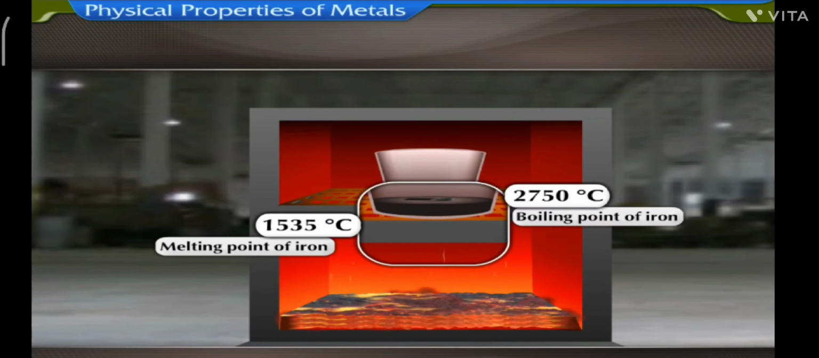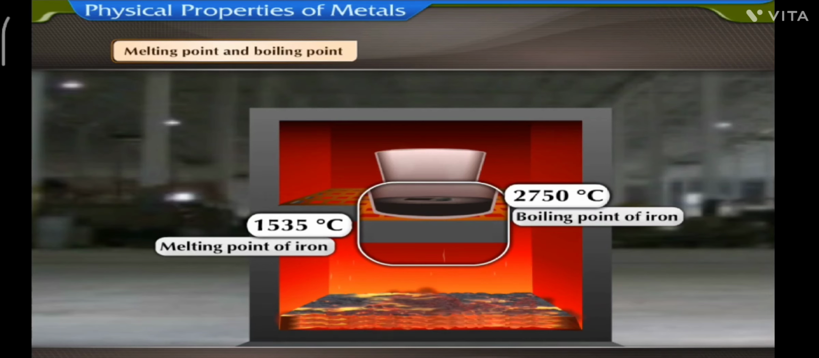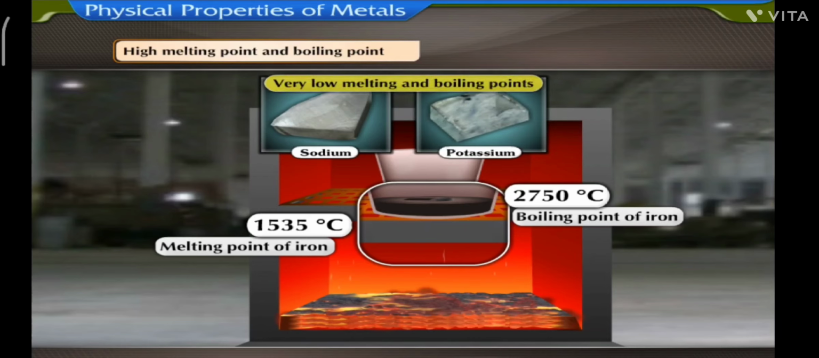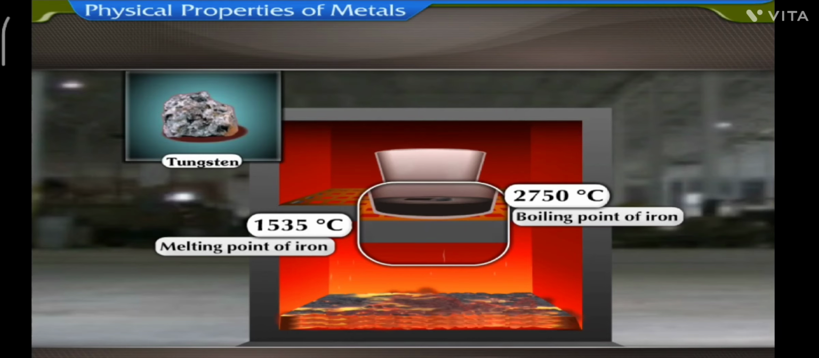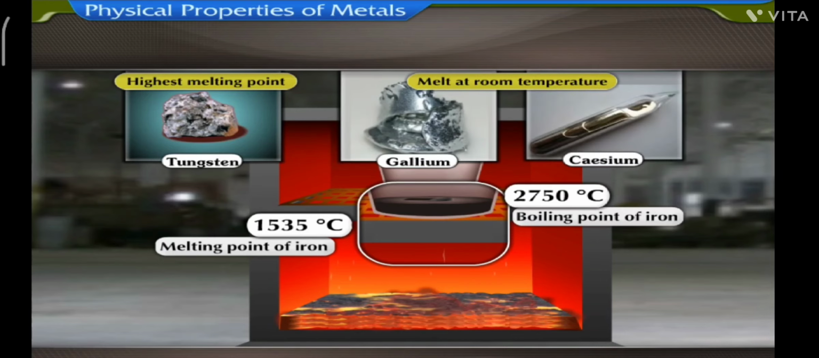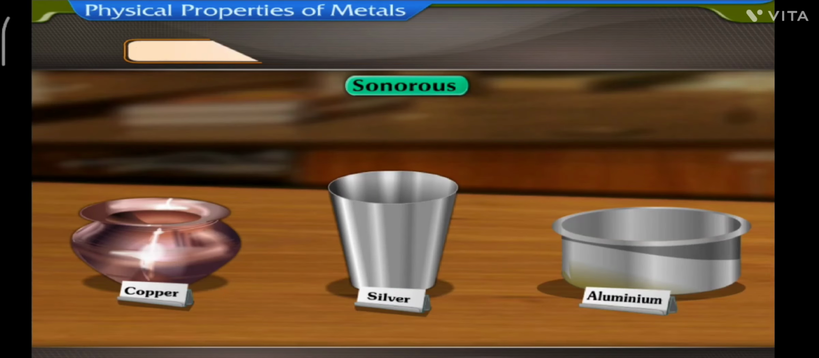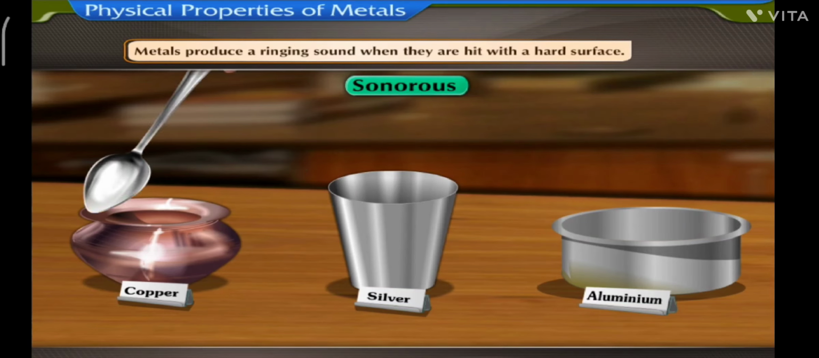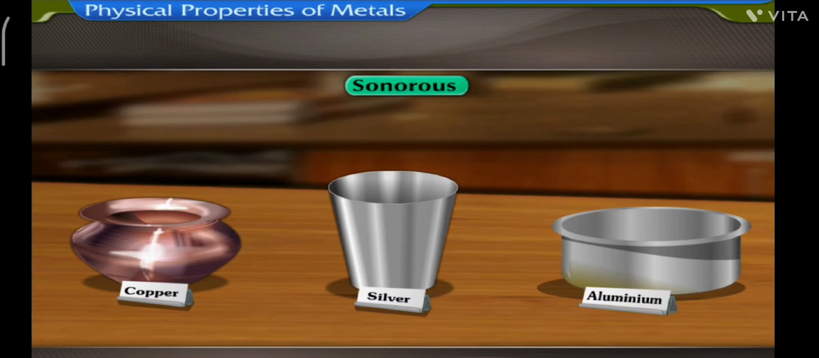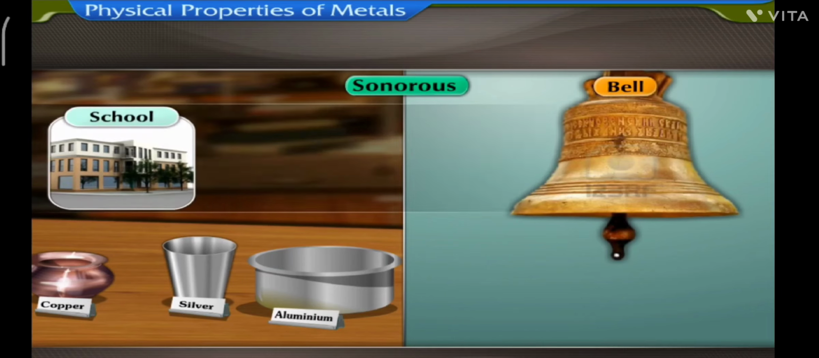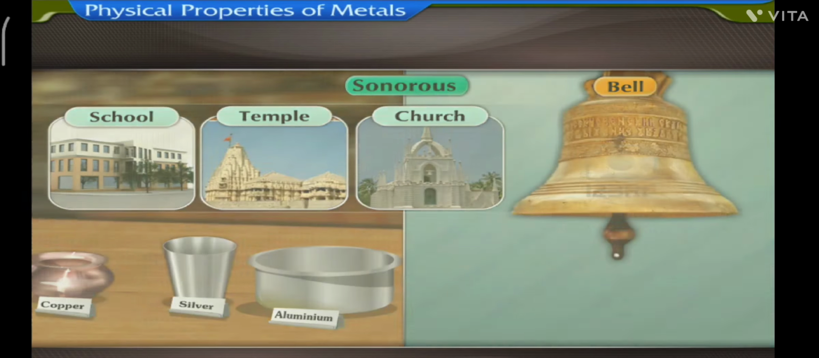The next physical property of metals is their melting point and boiling point. Metals usually have a high melting point and boiling point, except for sodium and potassium, which have very low melting and boiling points. Tungsten has the highest melting point, while gallium and cesium melt at room temperature. Metals are sonorous. They produce a ringing sound when they are hit with a hard surface. Due to this property, metals are used for making bells in schools, temples, and churches.